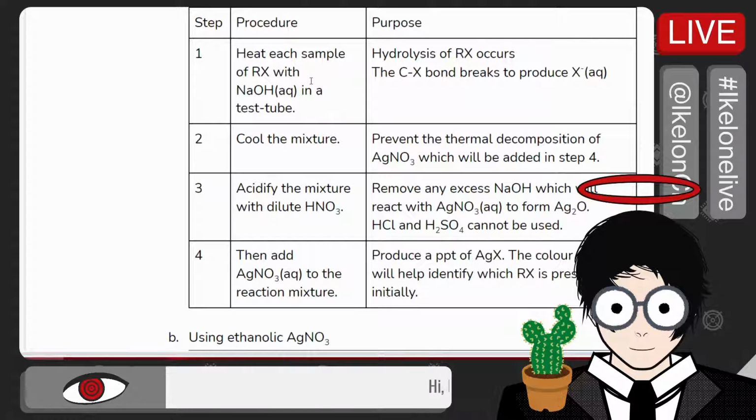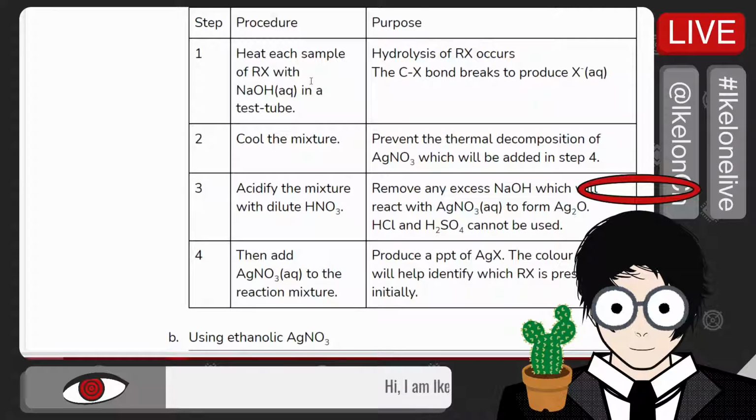The second step is to cool the mixture, because if you add silver nitrate in a hot mixture, AgNO3 will actually decompose to give you Ag2O, and we don't want that to happen because we want the Ag plus to react with our X minus ion. So we need to cool it, and step 3, we need to acidify it to remove any excess NaOH, because any excess NaOH will react with AgNO3 to form Ag2O.